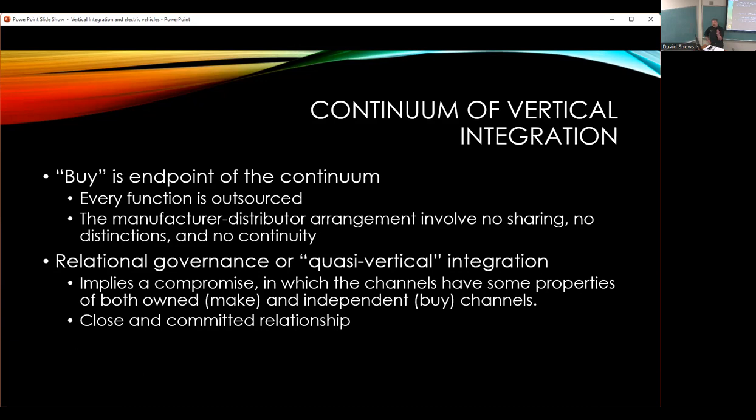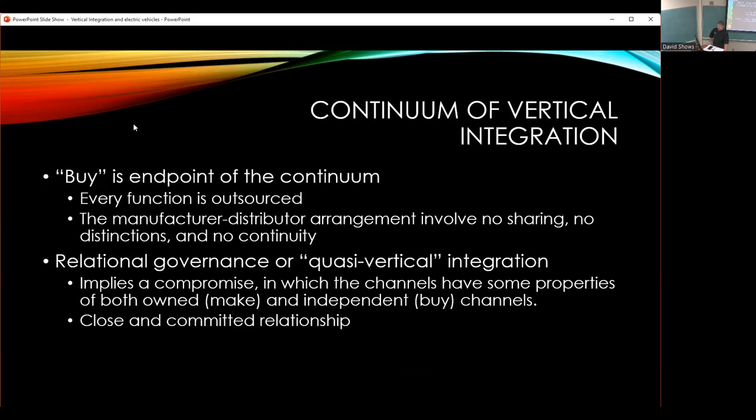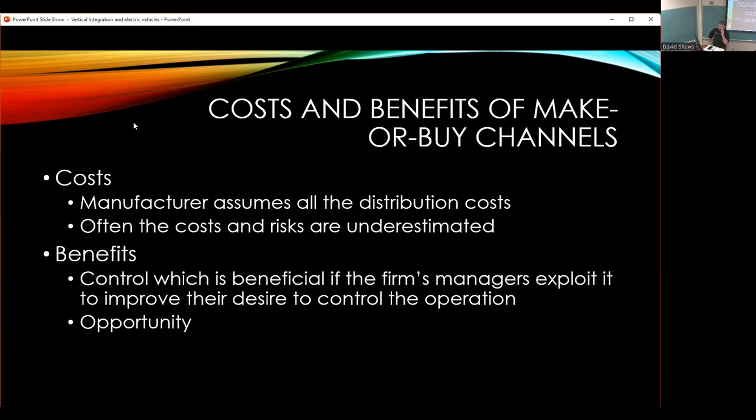And the truth is that it's somewhere in the middle, more of a relational, quasi kind of integration, where the relationships are so strong that it's what keeps us together. We know that with the costs and the benefits you assume all the risk, and the difficulty is that it's underestimated. But when control is beneficial and the firm's managers can exploit the benefit, then you have a good value. Why?